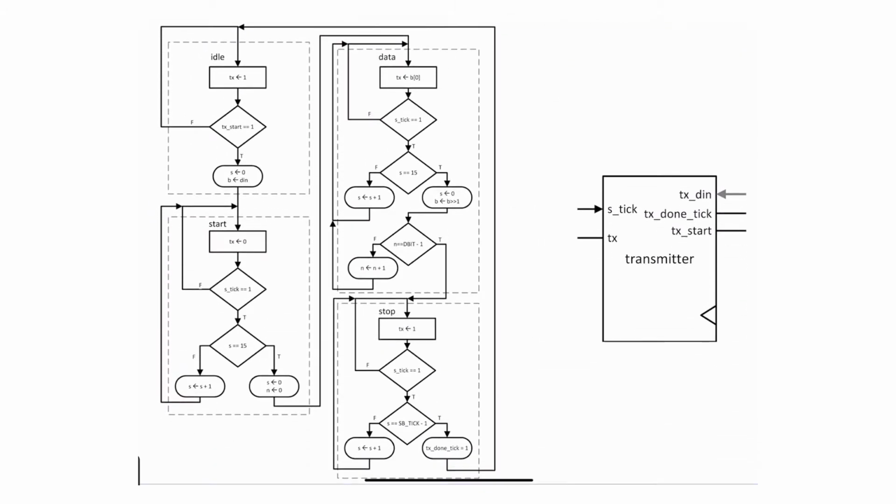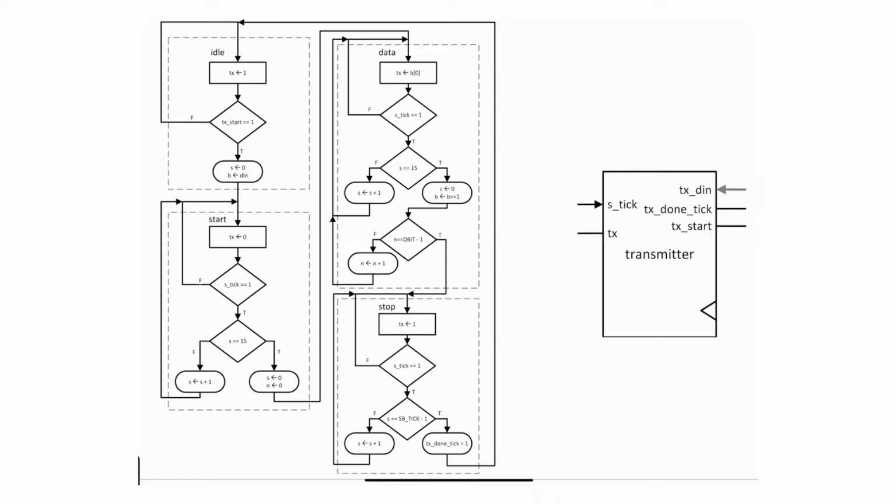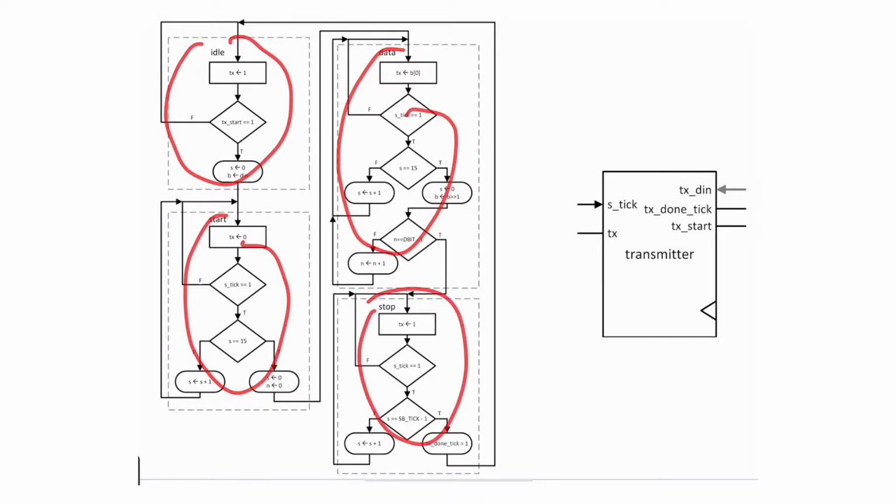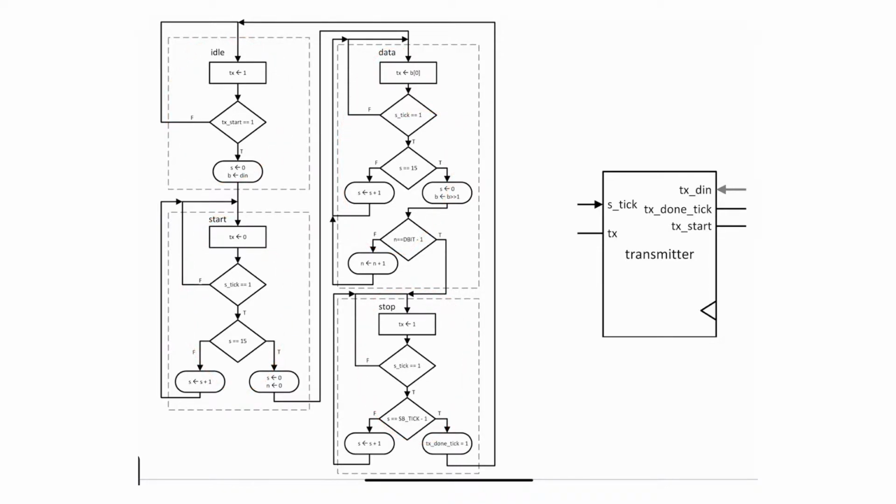But anyway, similar to the receiver, it has 4 states. I have a state in here, another one in here, another one in here, and another one in here. They have the same exact names as the receiver because, again, it's the same thing but in the opposite direction. So idle, start, data, and stop, the same exact thing.